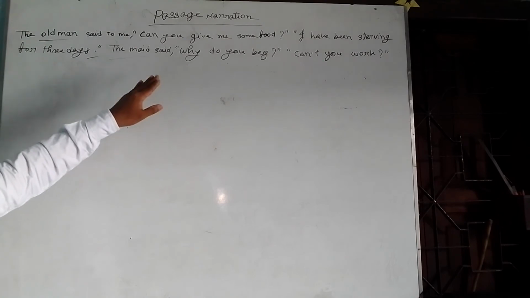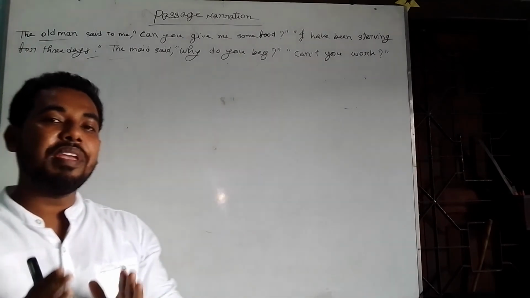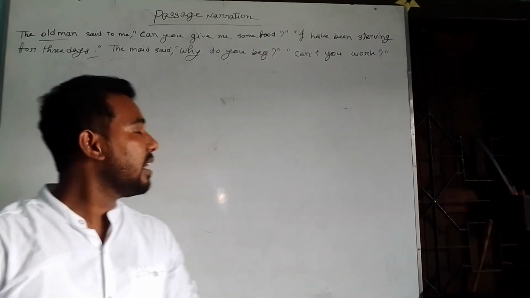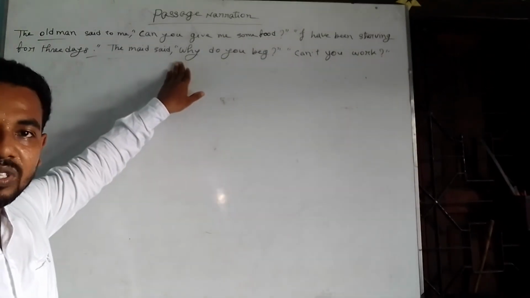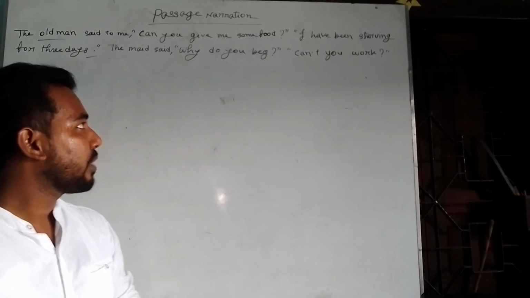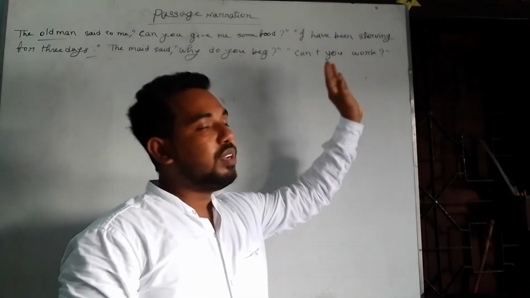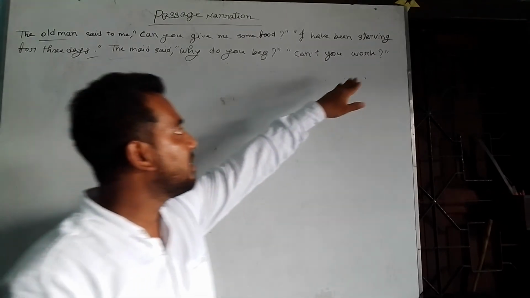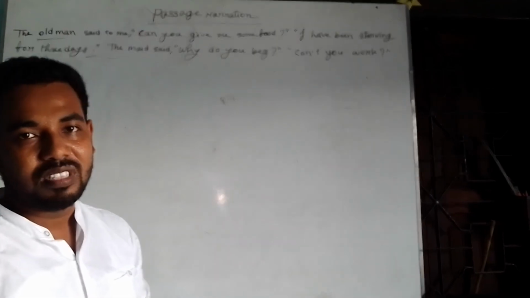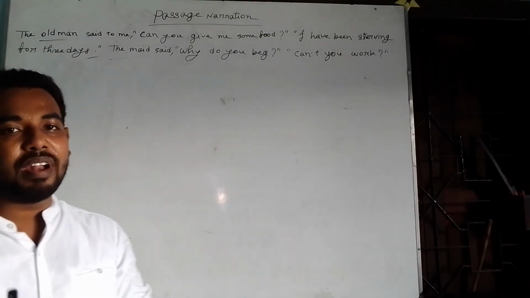The maid said, "Why do you beg?" This is an interrogative sentence. At the end of the sentence there is a question mark and the sentence is started with WH. That is why it is an interrogative sentence. "Can't you work?" It is also interrogative. Here you can see that at the end of the sentence there is a question mark and the sentence is started with an auxiliary verb. So I hope that you can understand.